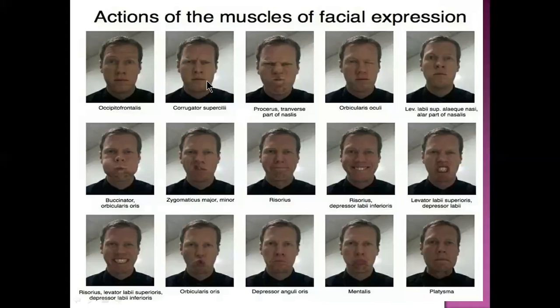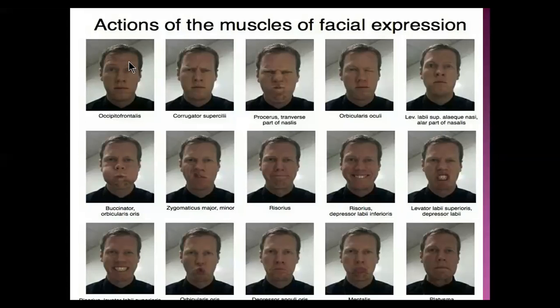So the actions of the muscles of facial expression include the occipitofrontalis muscle. I told you occipitofrontalis. You can see here the contraction of this frontalis muscle. You can see there are some furrows in the forehead. Corrugator supercilii, you can see like this, there are some vertical wrinkles. This corrugator supercilii you find by the side of the root of the nose. Procerus and the transverse part of the nasalis. When they come into action, you can show your face like this.